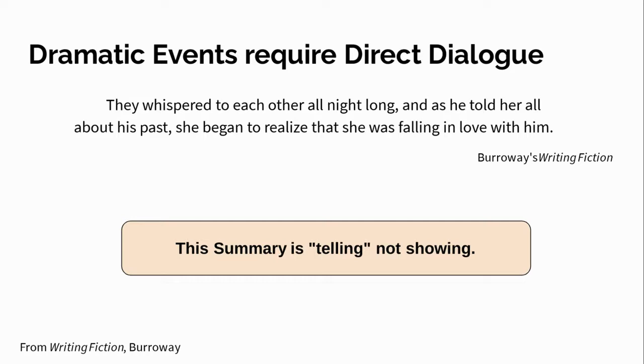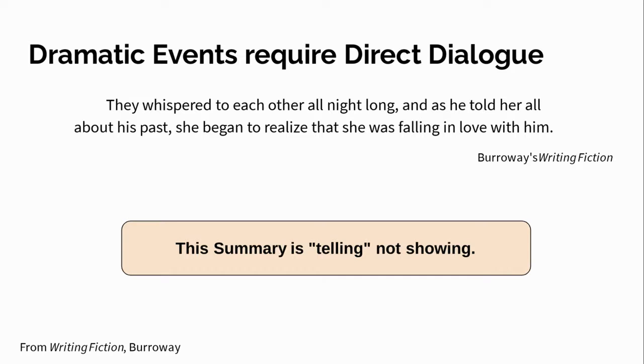Okay? So this summary is telling, not showing. They whispered to each other all night long, and as he told her all about his past, she began to realize that she was falling in love with him. Note that this is a very dramatic event. This is something very substantial and significant in this character's life, and it has been summarized. Boring. Nobody likes that, right? We want to see this happen.